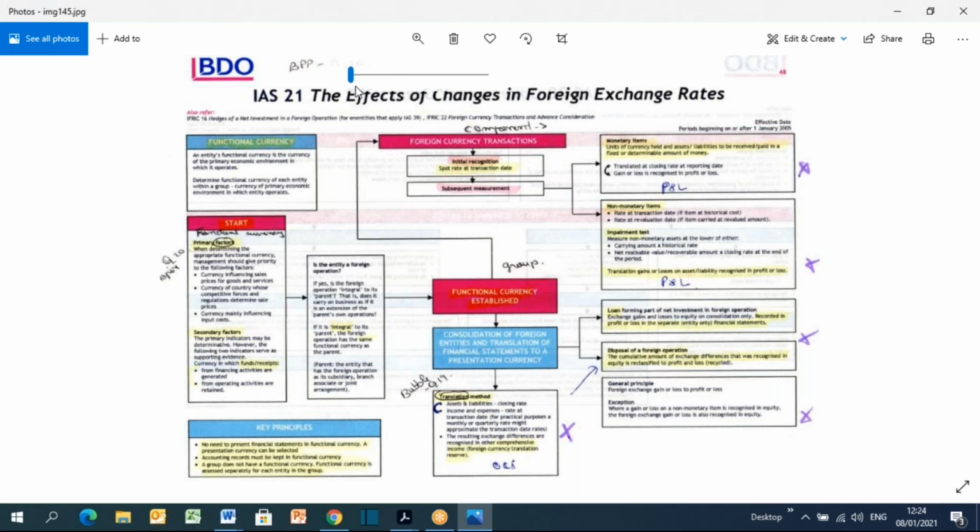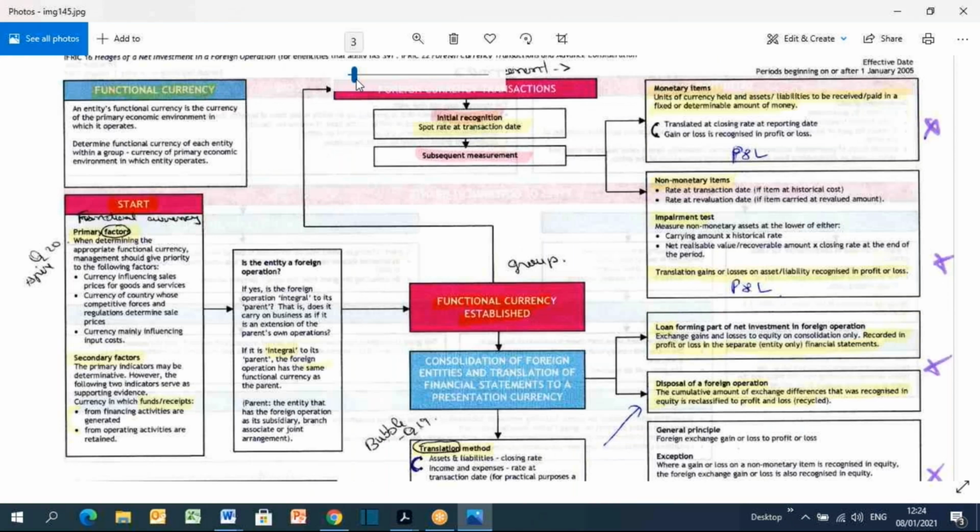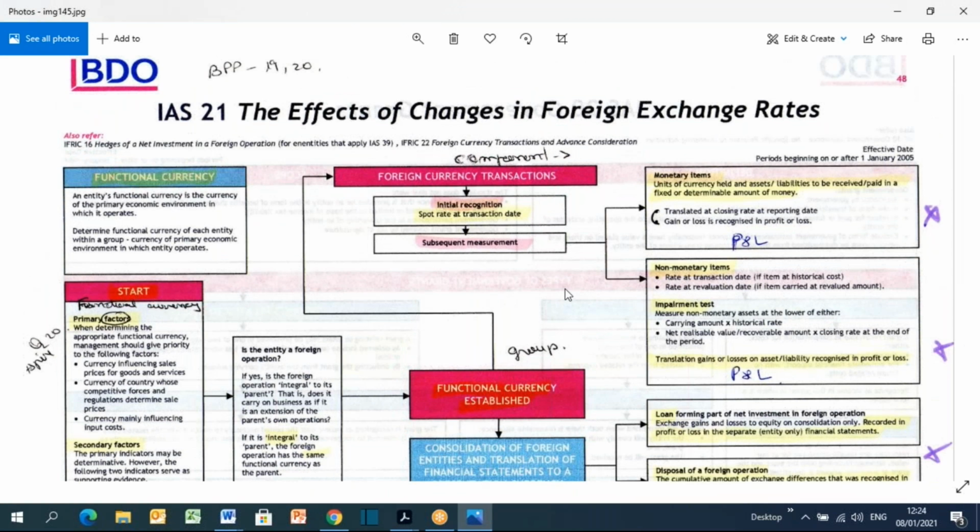IAS 21, if we look at this standard in here, again in the BPP, it's questions 19 and 20. Some of my notes are impossible to understand because I use so many annotations on the notes, just to allow me to have everything on one page.